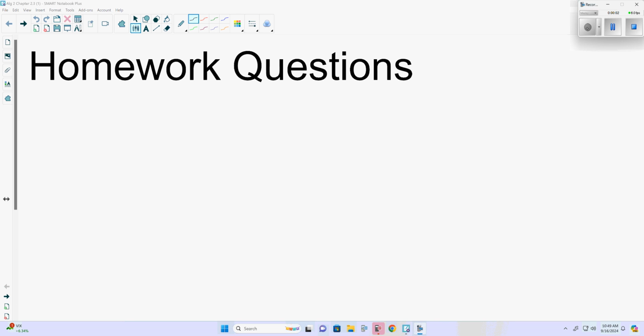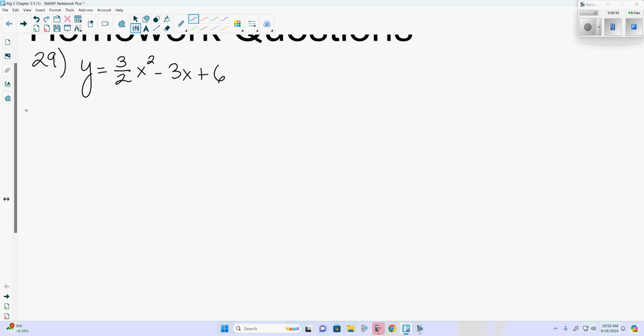All right, guys, so we're starting off with question number 29 from 2.2. The equation is y equals 3/2 x squared minus 3x plus 6. So this is in standard form, so we will need to find the vertex and the axis of symmetry. Now, to be able to find these, the first thing we need to calculate is our negative b over 2a.